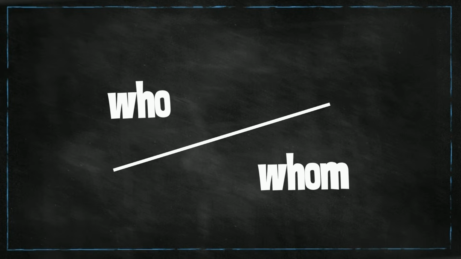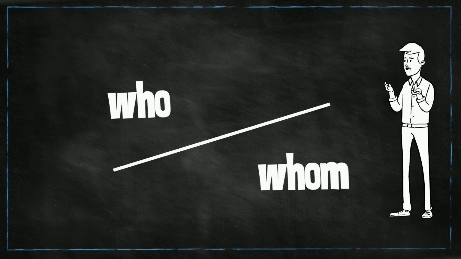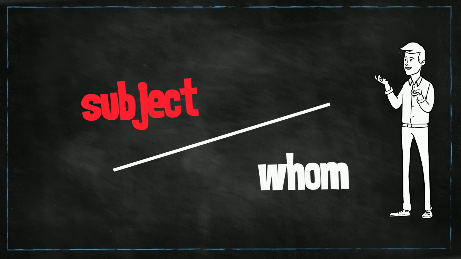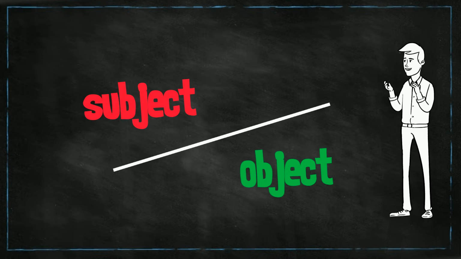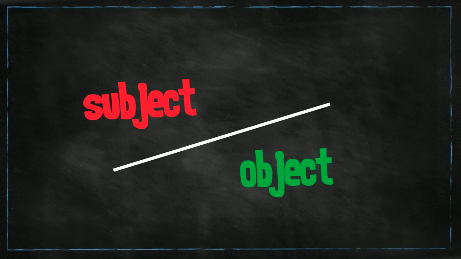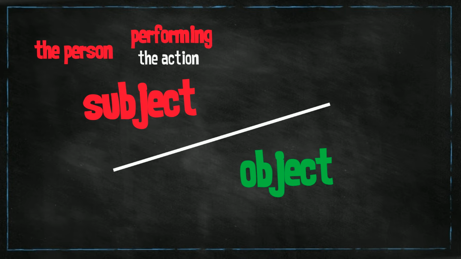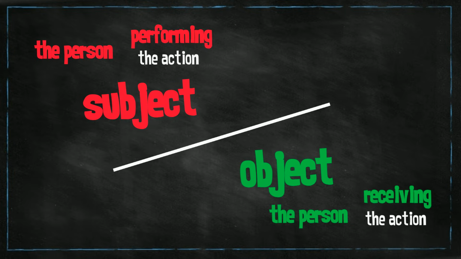When to use who and when to use whom. To help understand the difference between the use of these two words, it's helpful to understand the difference between a subject and an object. The subject of a sentence is the person or thing performing the action. The object of a sentence is the person or thing receiving the action.